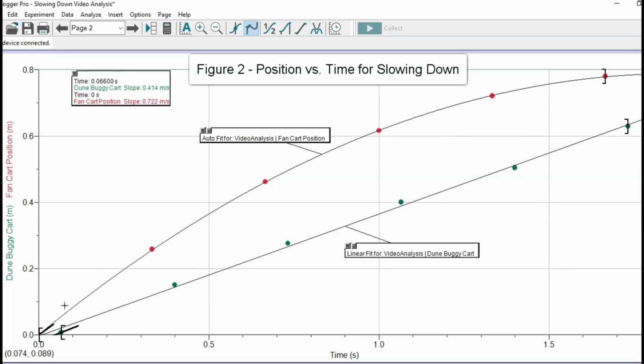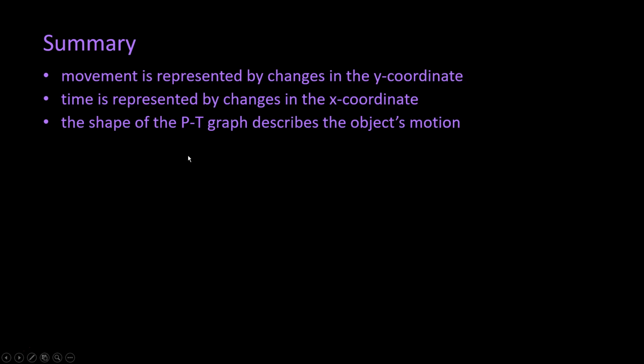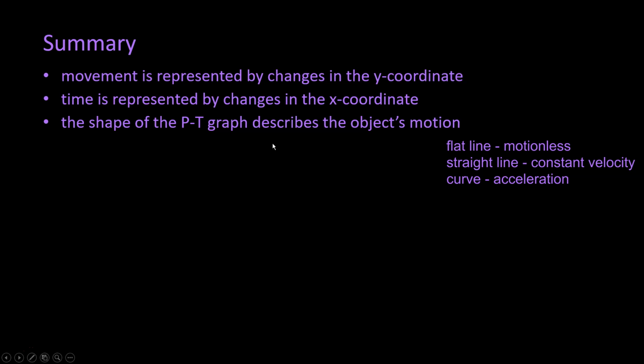Well, that wraps up this lesson. Let's review what we learned. First, movement is represented by changes in the y-coordinate, and time is represented by changes in the x-coordinate. When it comes to interpreting the position time graph, the shape describes the object's motion. A flat line means there is no motion, a straight line means constant velocity motion, and a curve means accelerated motion. That could be either speeding up or slowing down.